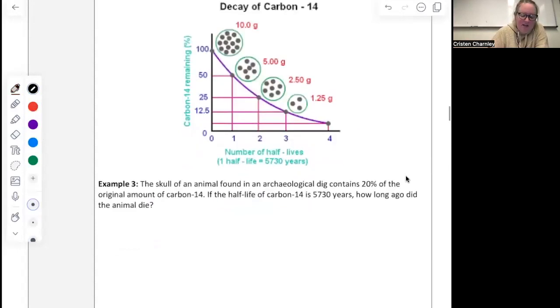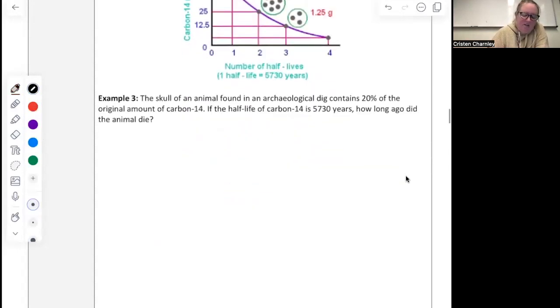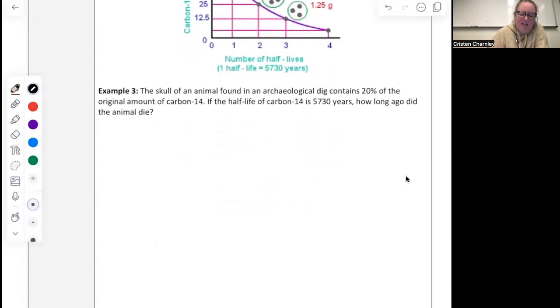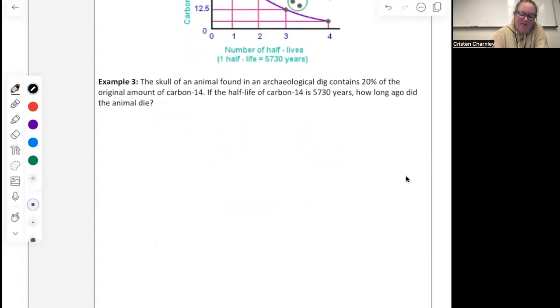So example 3, this is carbon-14 dating. The skull of an animal found in an archaeological dig contains 20% of the original amount of carbon-14. So this is my clue that it's exponential. If the half-life of carbon is 5,730 years, how long ago did the animal die?